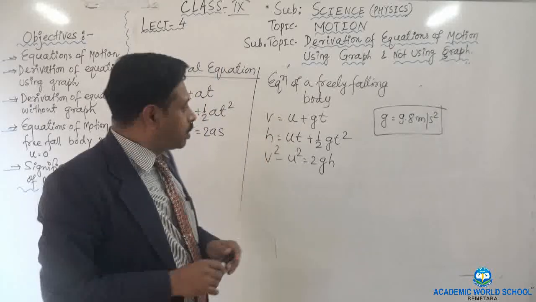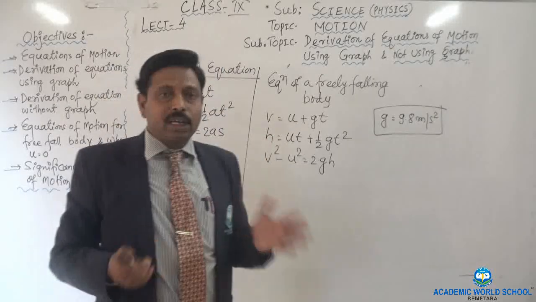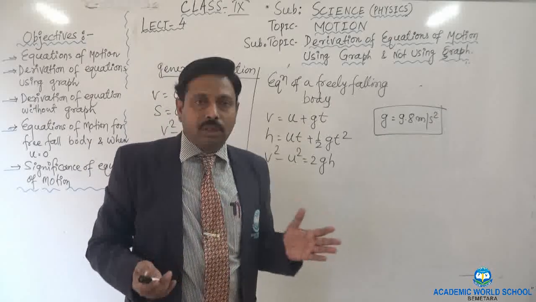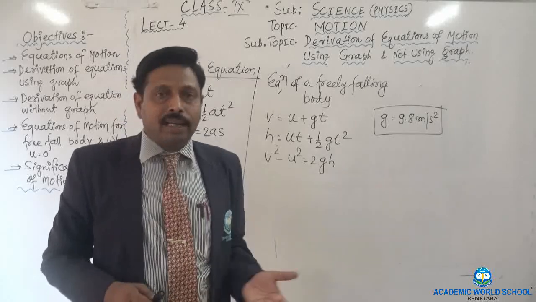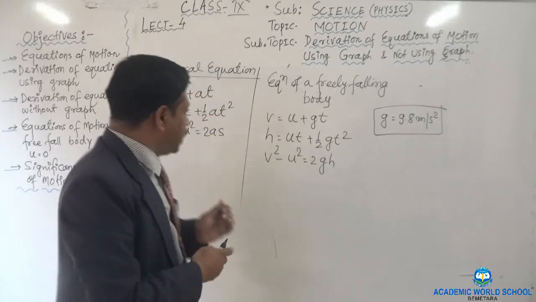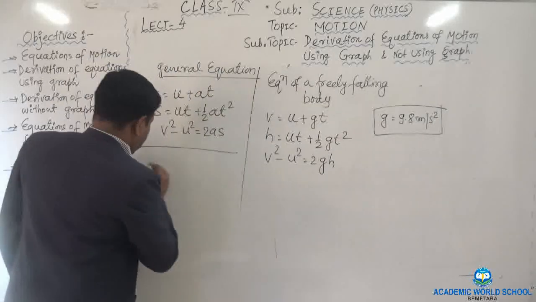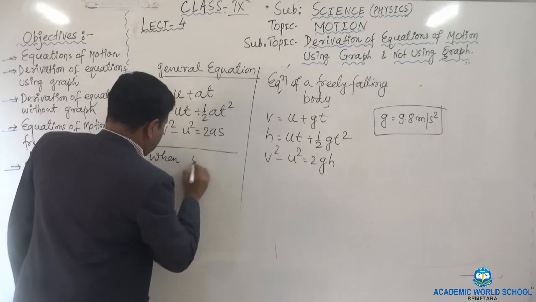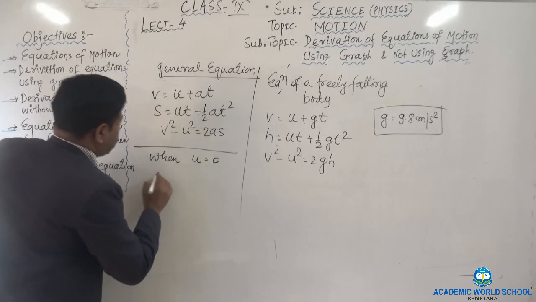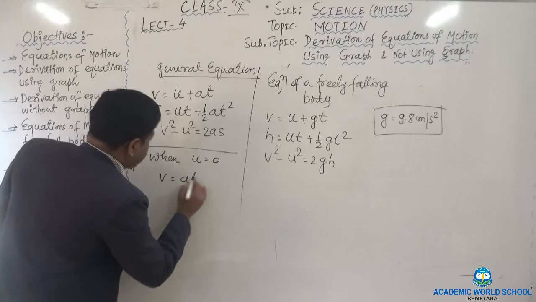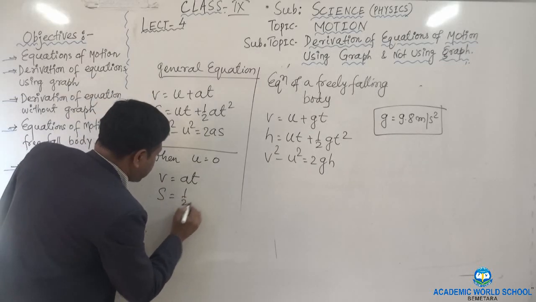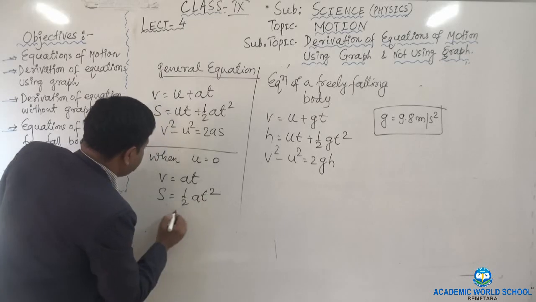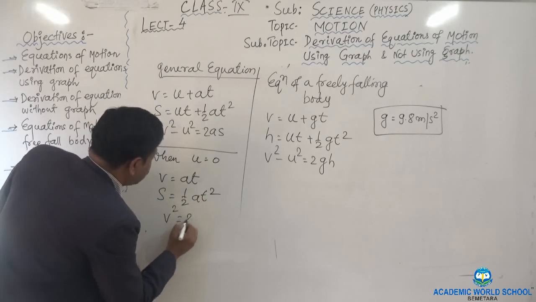Now at last, remember that sometimes the initial velocity of the body becomes zero, or when the body just started to move from rest. At that time, what should be the equations? It will be like this. When u equal to 0, the equations will be v equal to at, because u is equal to 0, s equal to half at square, and v square is equal to 2as.